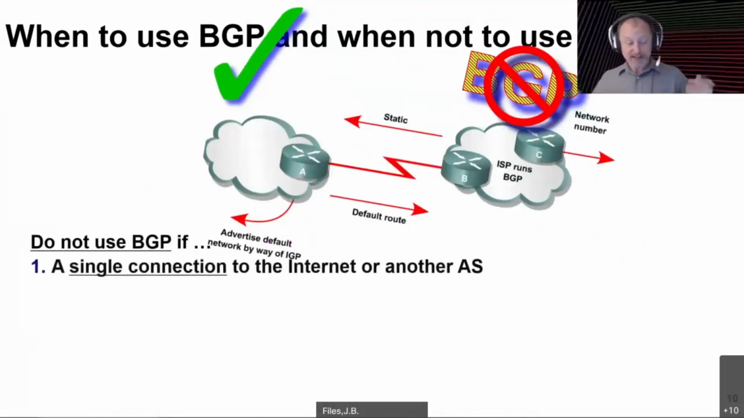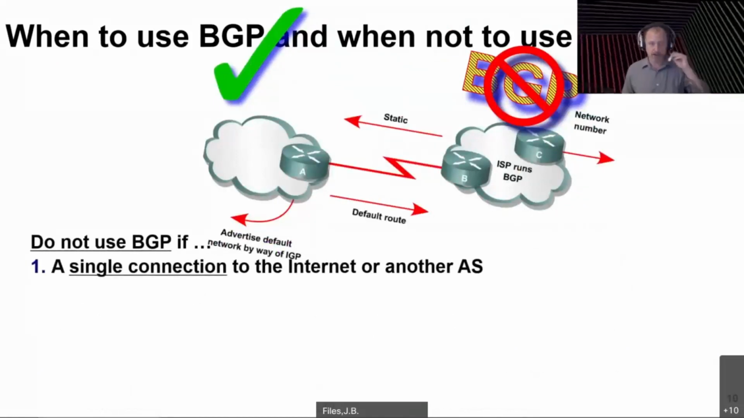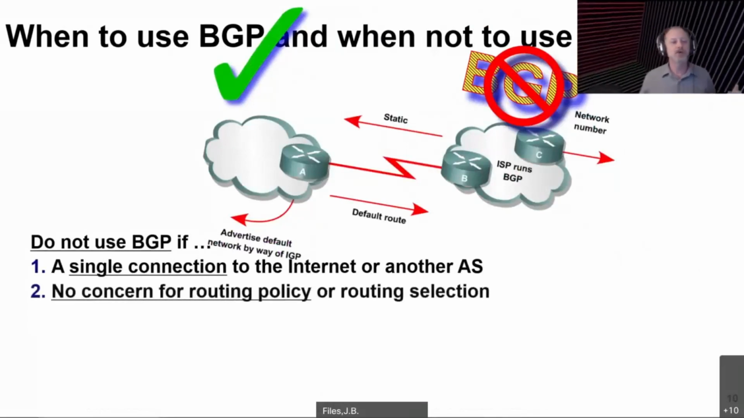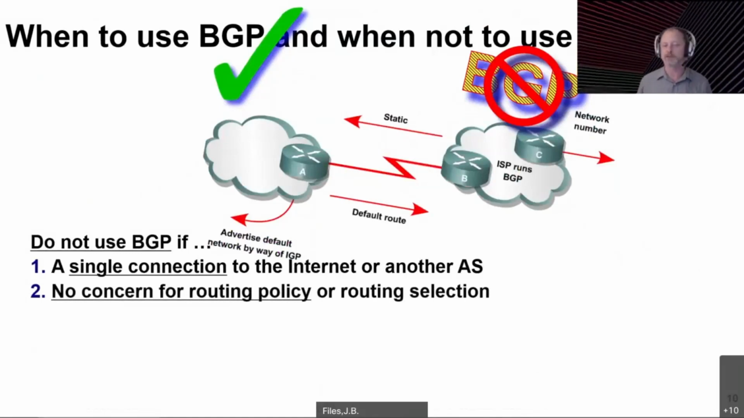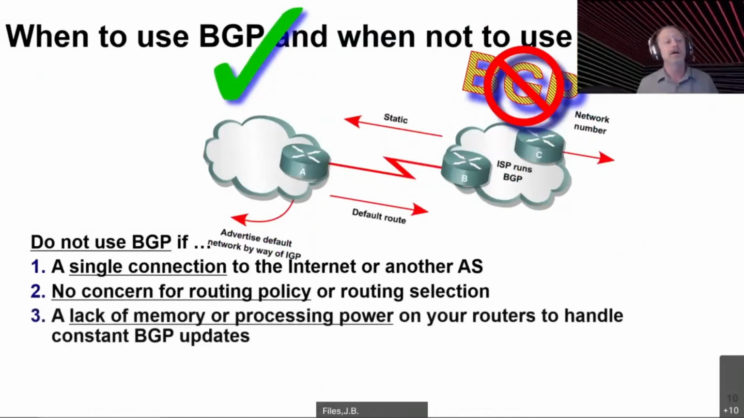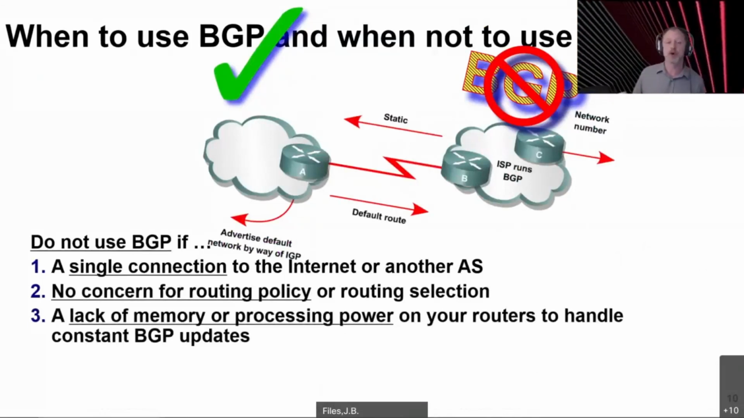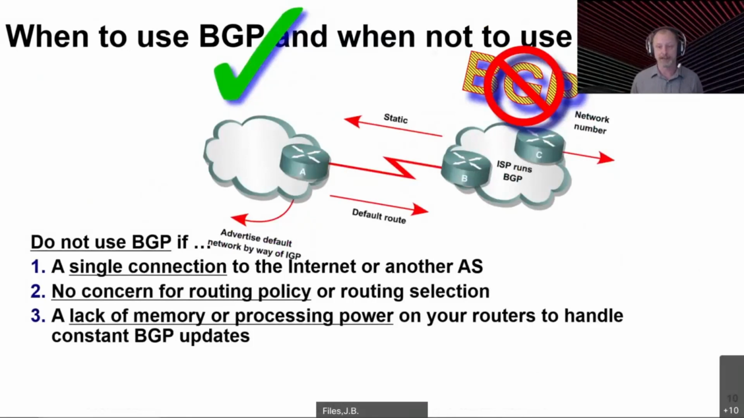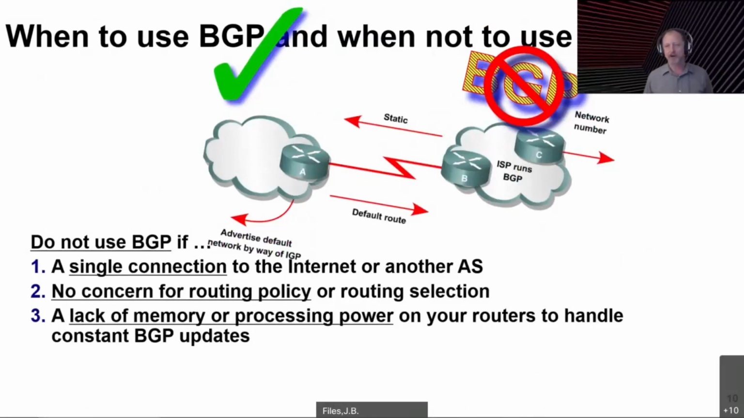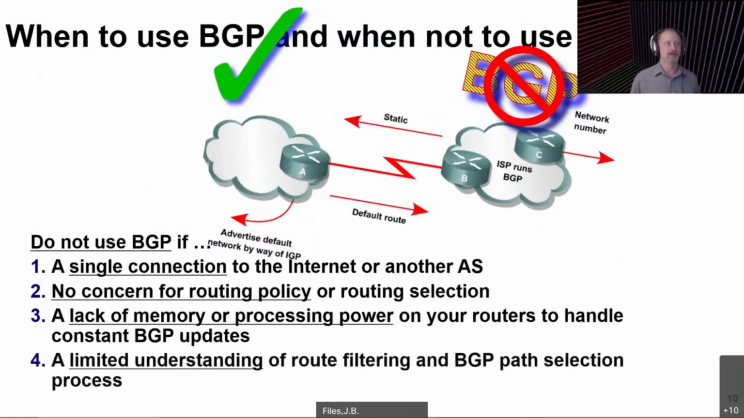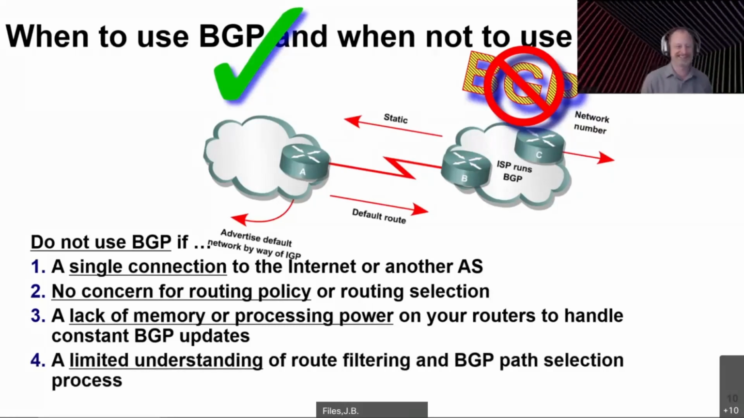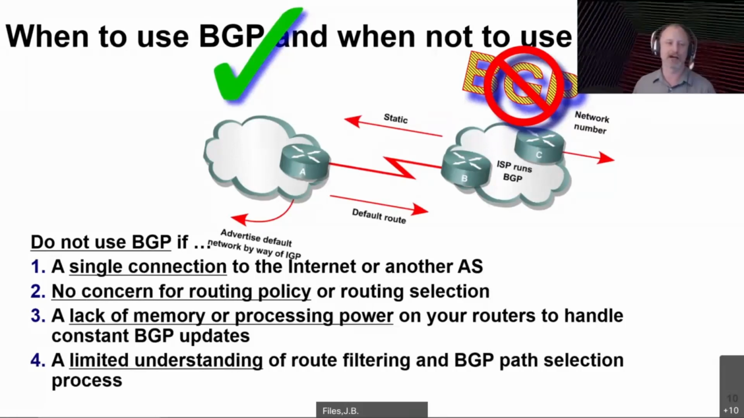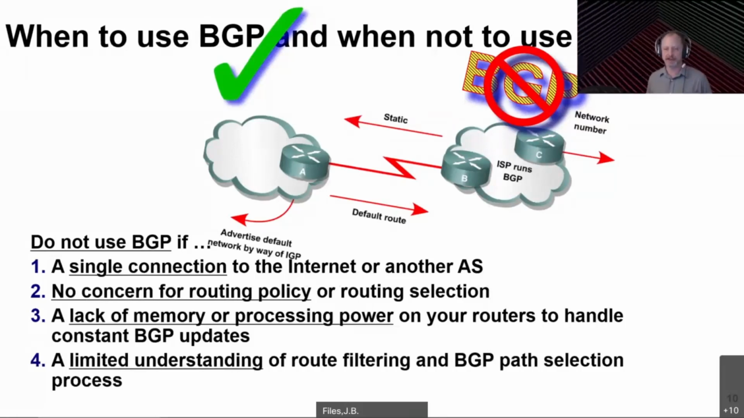Well, if you have a single connection to the rest of the world, or if you don't really care about what routing policy or route selection you're going to use, or your routers can't handle the horsepower needed to manage the BGP updates. And of course, if you don't know what you're doing. A limited understanding, that's a nice way of putting it, about route filtering and BGP path selection.